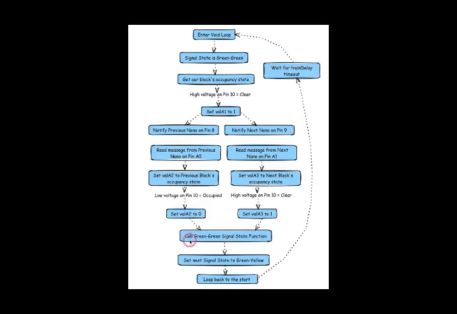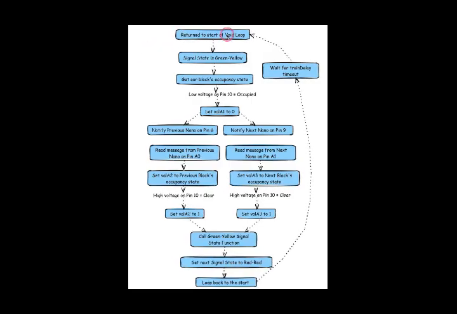Now we're going to call the green, green signal state function. And it sets the signals and then takes the val A1, val A2, val A3, and finds the signal state for that combination. In this case here, 101, signal state is green, yellow. We're going to loop back to the start. But before getting there, we need to wait for the train delay timeout. Okay, so now we've returned to the start of the void loop.